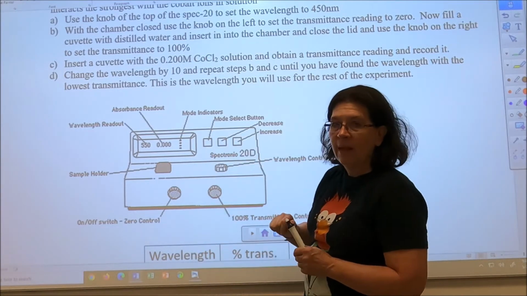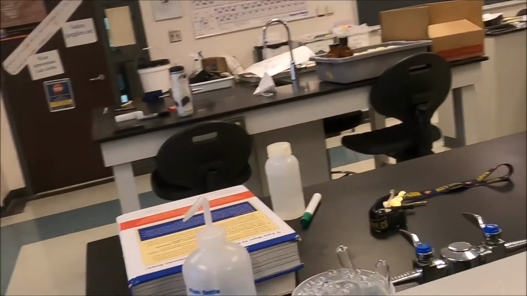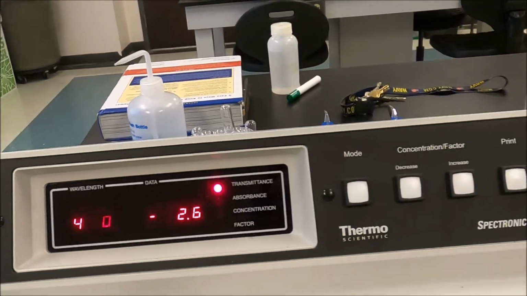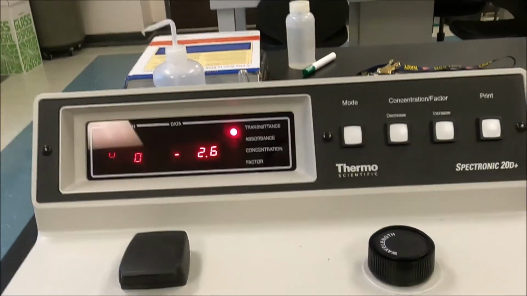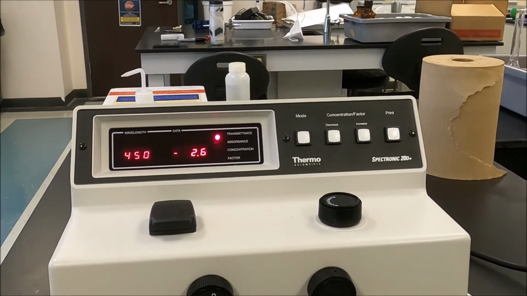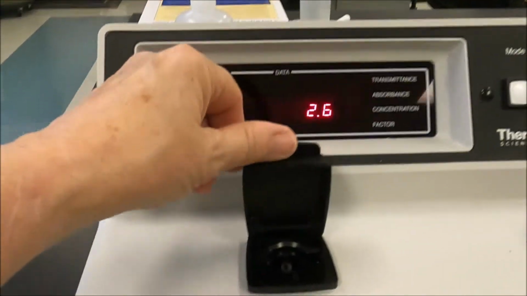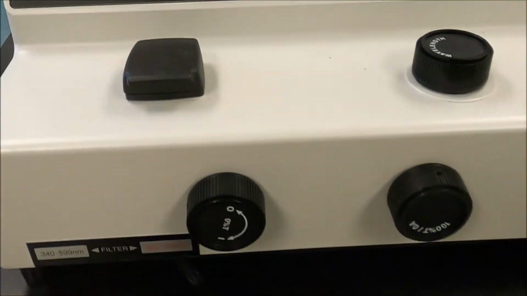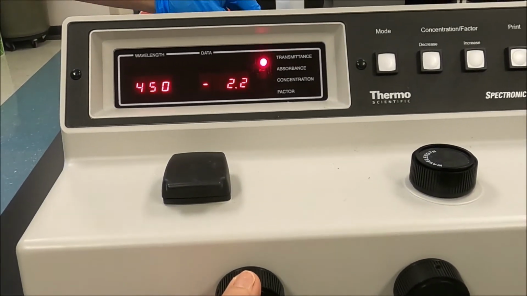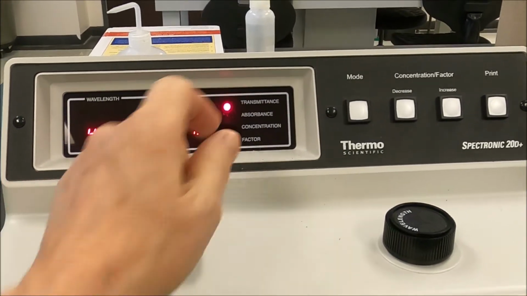So, let's start looking at the spectrophotometer. So here's the spectrophotometer. The real thing. All right, now, right now, there is nothing in the chamber. See? Empty. With that closed, I'm going to use this knob to set the 0. So I want that to read 0.